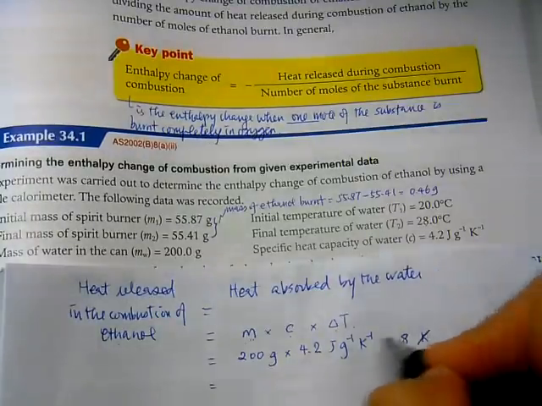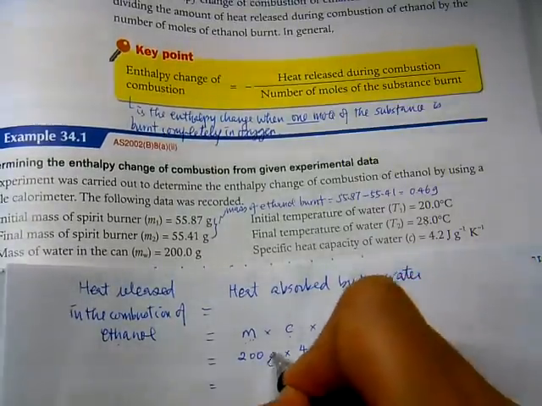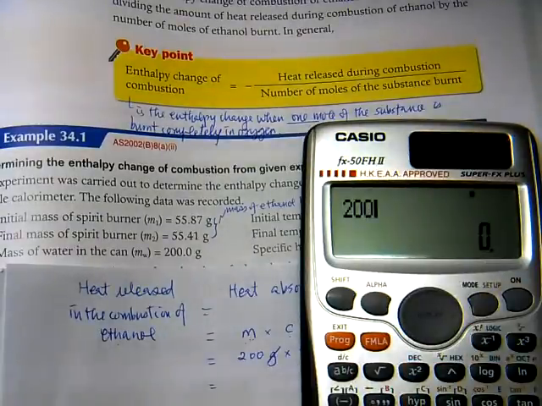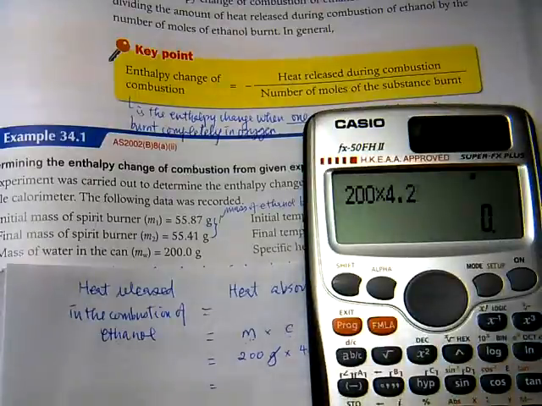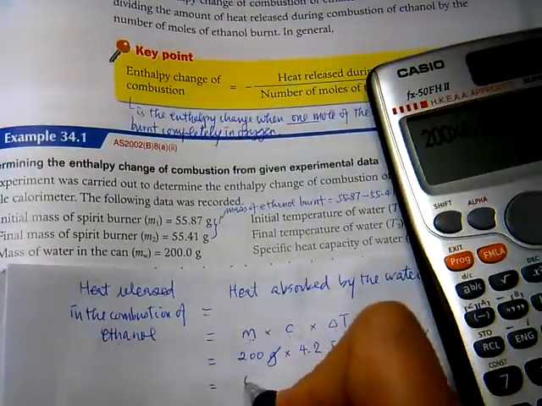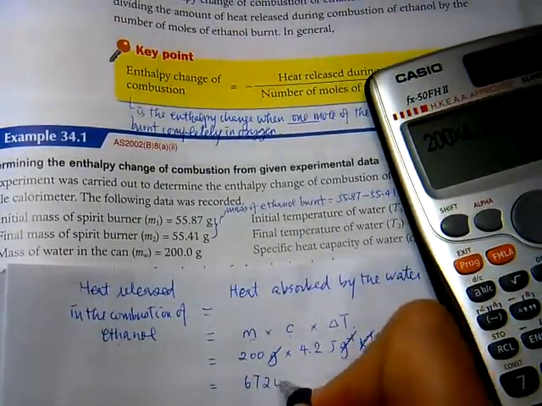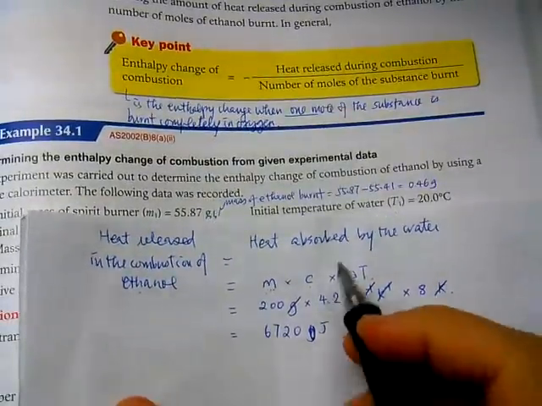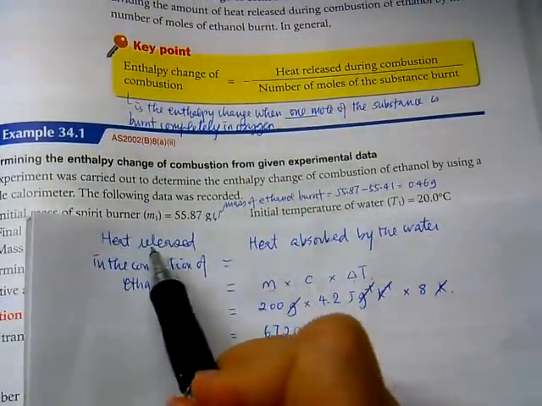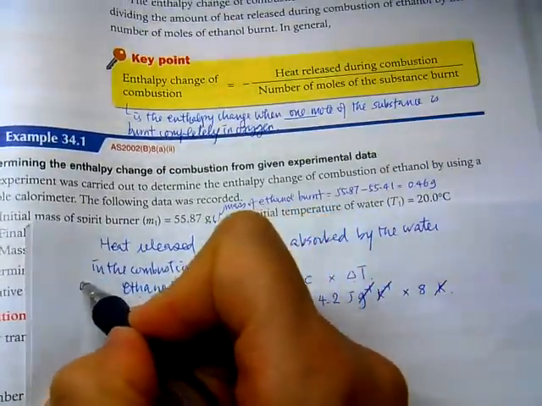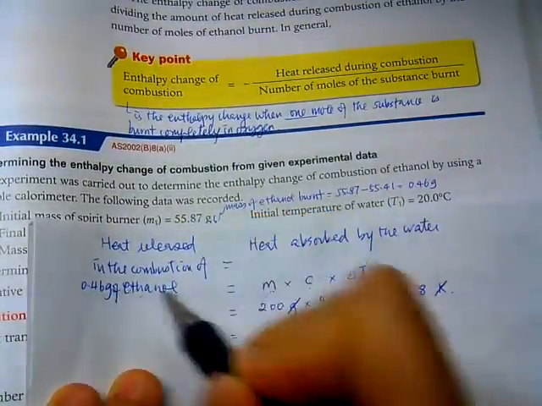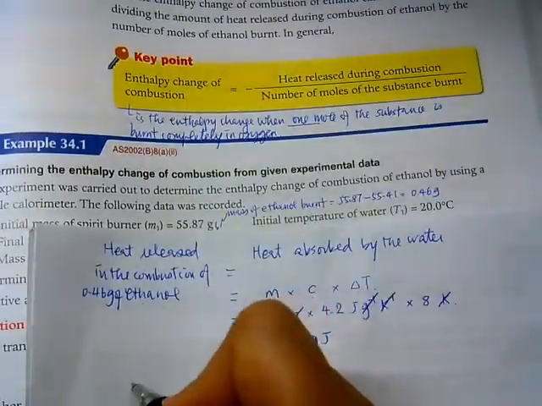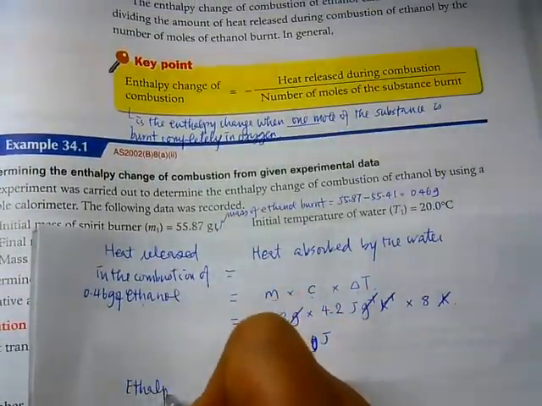Use your calculator. Kelvin multiplied per Kelvin cancel out. Gram multiplied per gram cancel out. So 200 times 4.2 times 8 is equal to 6720, unit joule. Okay, it is the amount of heat released in the combustion of 0.46 gram of ethanol.